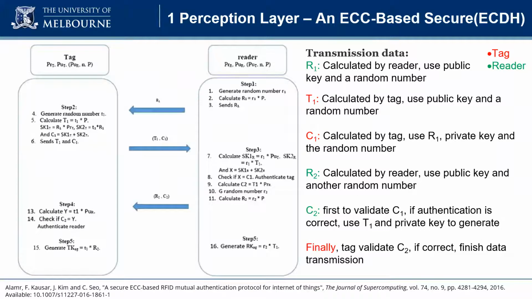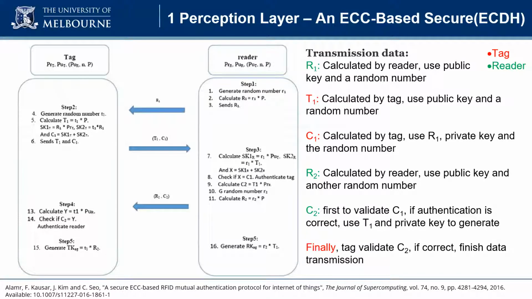This algorithm is based on the ECC algorithm, which can also be said to be a key agreement algorithm. RFID devices have tags and readers that need to communicate with each other. The main process of this algorithm is that the reader first uses the public key and a random number to generate R1 and sends it to the tag. Then the tag uses the public key and a random number to generate T1 and also generates C1. C1 is calculated by a private key and the R1 from the reader.